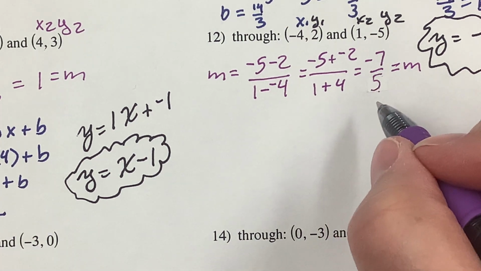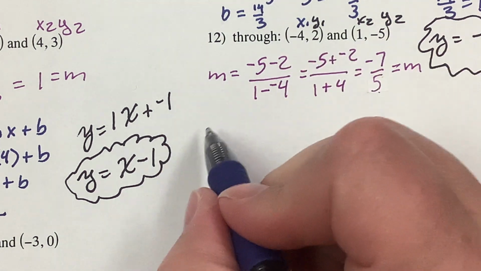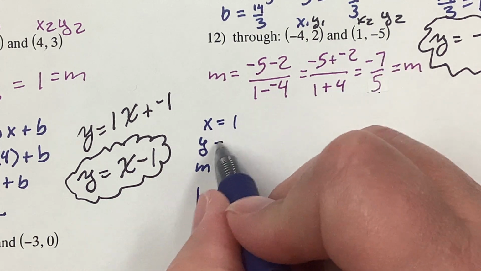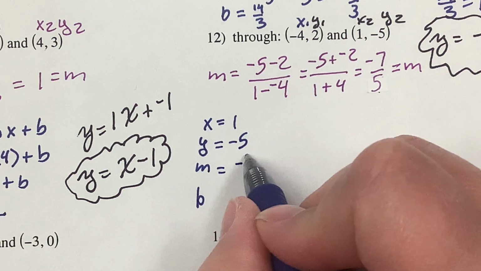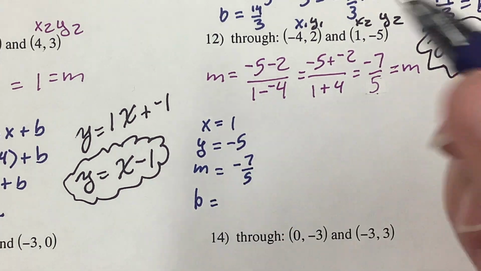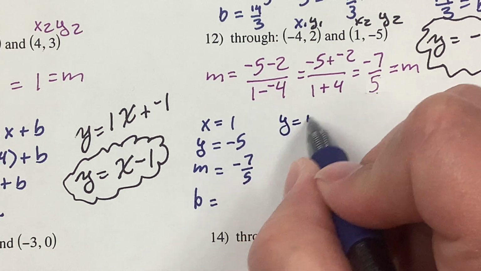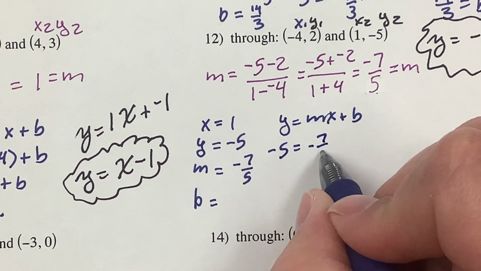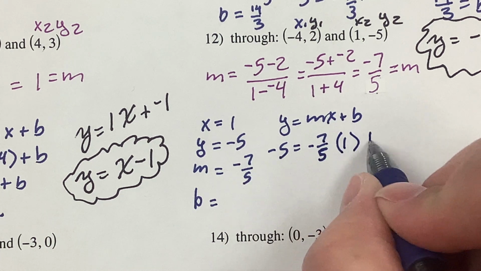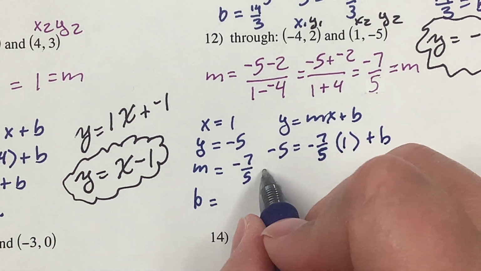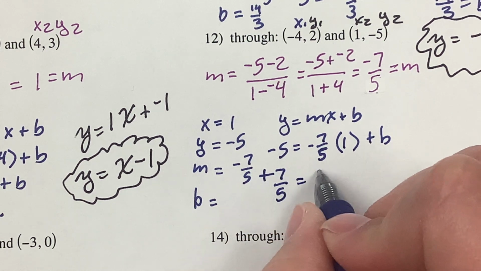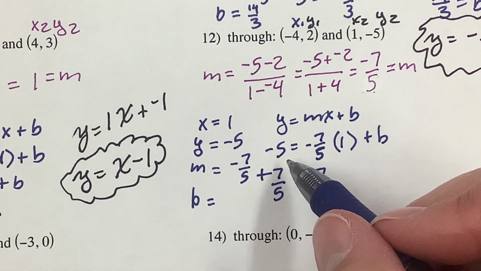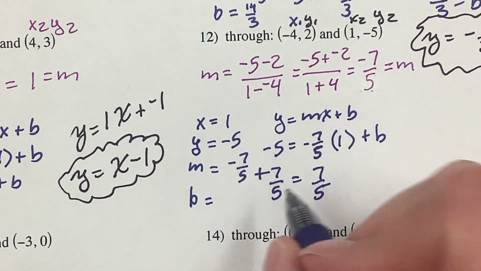Okay, so let's do this. x, y, m, b. x is 1. y is -5. m is -7 over 5. And b is who knows. Okay. y equals mx plus b. -5 equals -7 over 5 times 1 plus b. I'm going to add 7 over 5 to both sides. And you get, let's see, 5 times -5 is -25, plus 7 is -18 over 5.